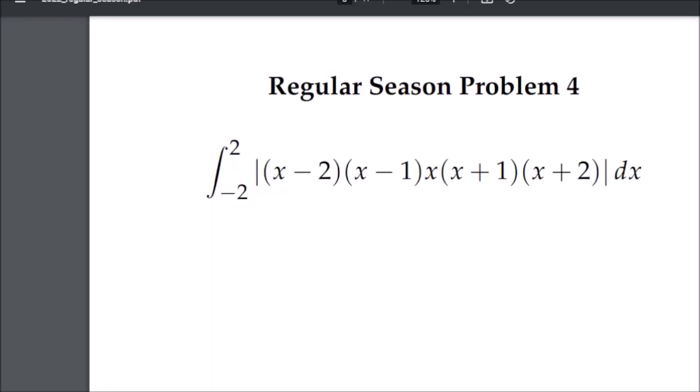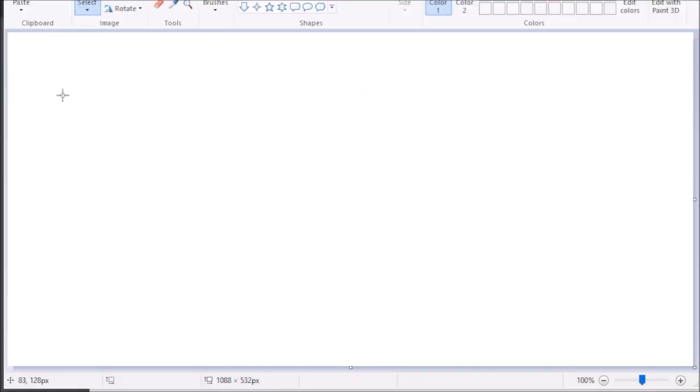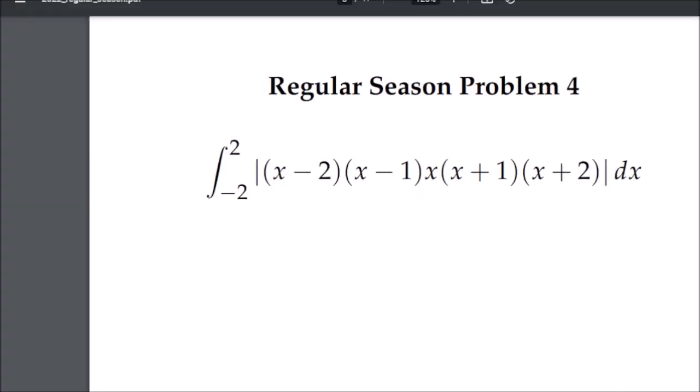Alright. This integral has to be evil, because you can't use odd functions because there's an absolute value here. So this is the same, because it has an absolute value, it means that it is even. So it's 2 times the integral of 0 to 2.